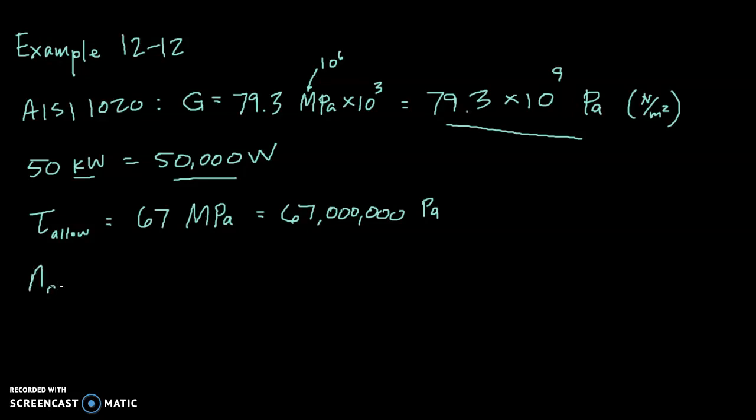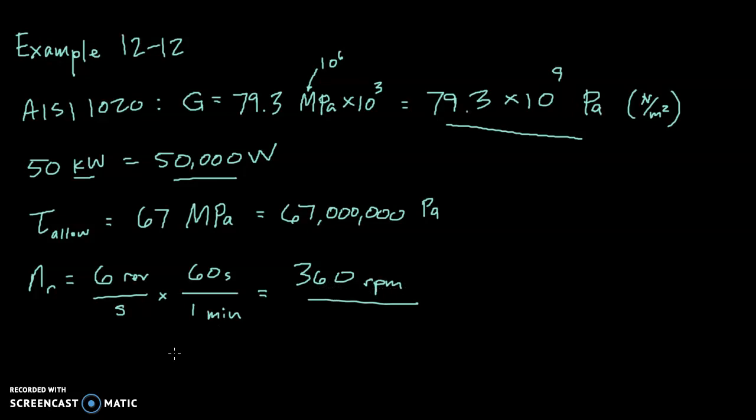So N sub r has to be in RPMs, not revolutions per second. So what we need to do is take that 6 revolutions per second and convert it. For every 60 seconds, there is 1 minute. And so 6 times 60 is 360 RPM. That's the unit we need.